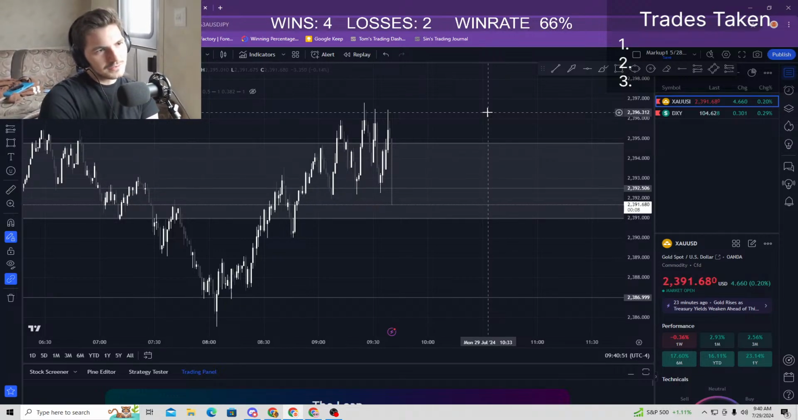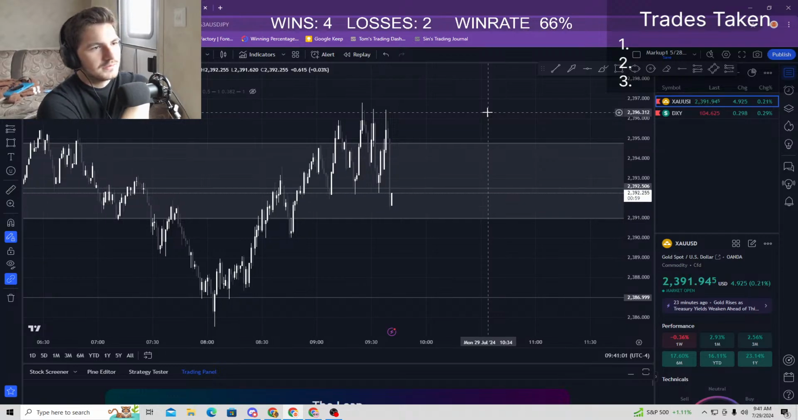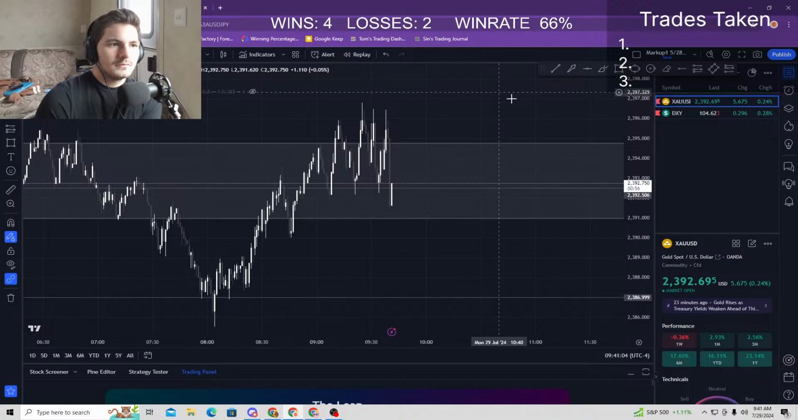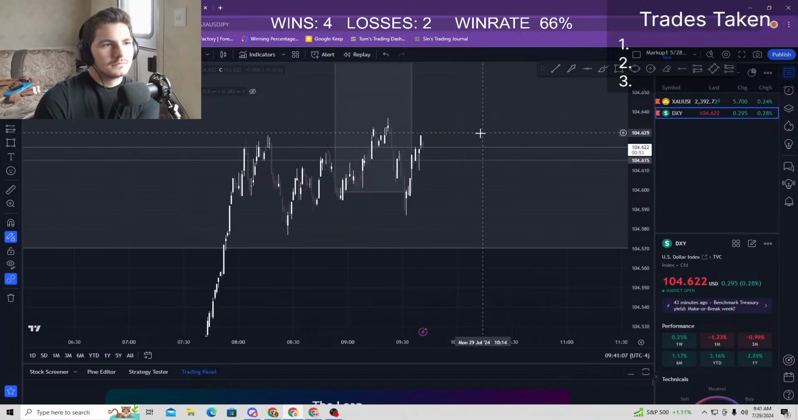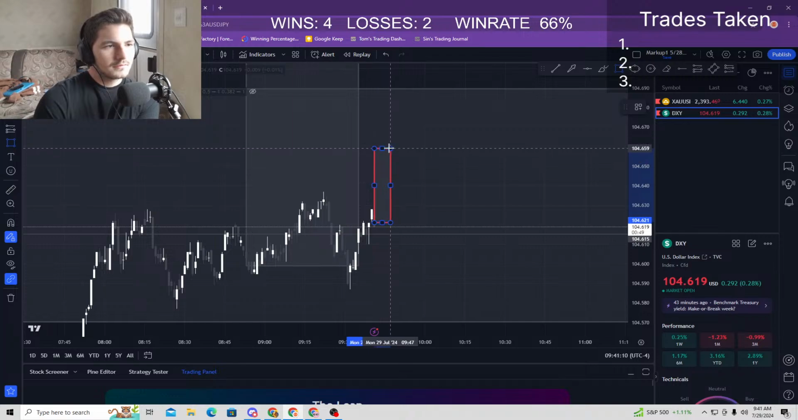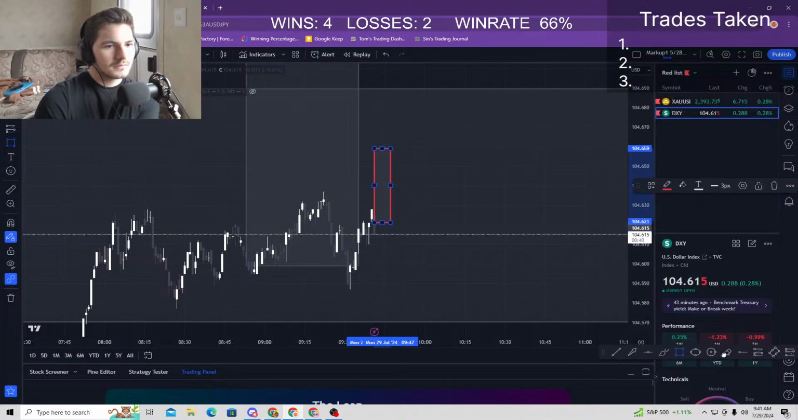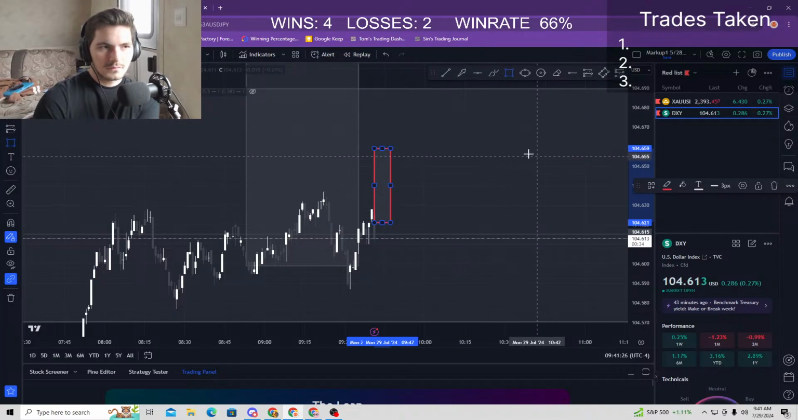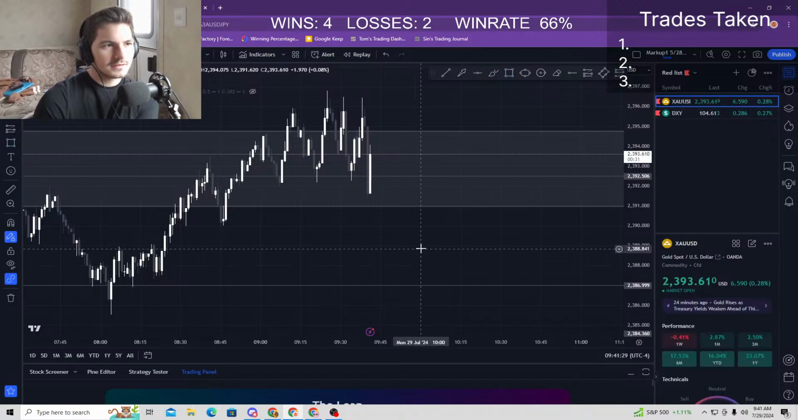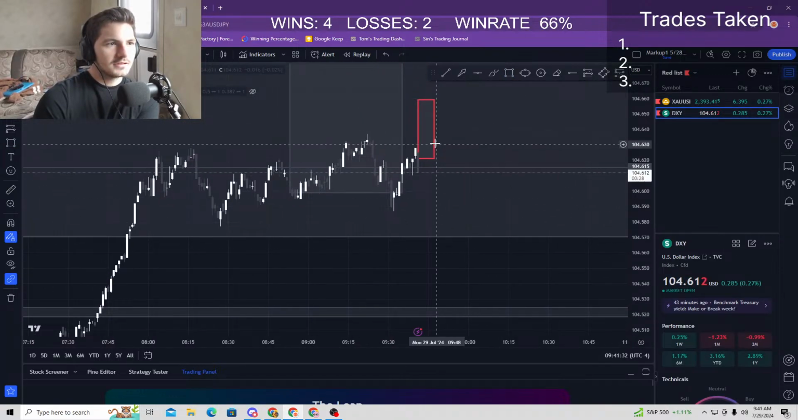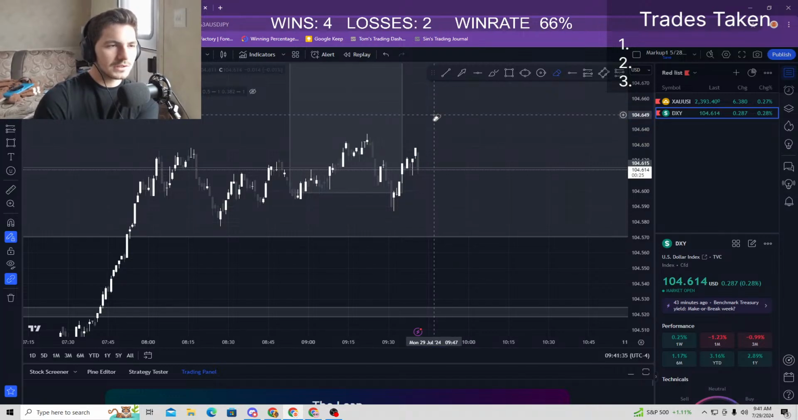Oh my gosh, what is this gold move? DXY needs a big move up. Yeah, today's definitely not looking good. Seems like DXY and gold are acting pretty 1-to-1 right now.